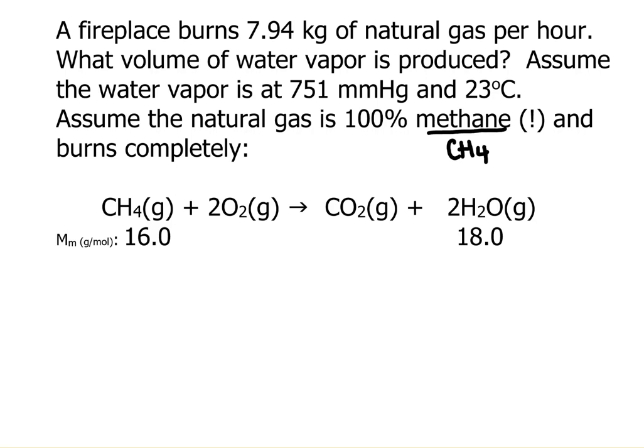Okay, when we start looking at this one and deciding how to approach it, the first thing I would do is say, okay, I have a balanced chemical equation. That means I might be doing stoichiometry. And then I see I have a mass of the reactant, because it tells me the natural gas is methane. So it's this.